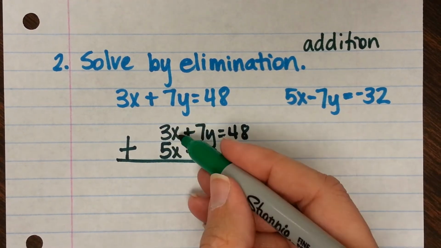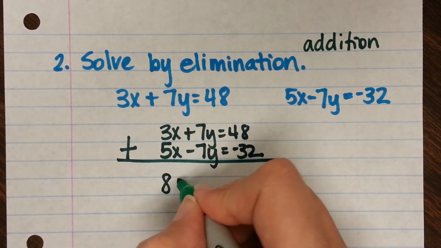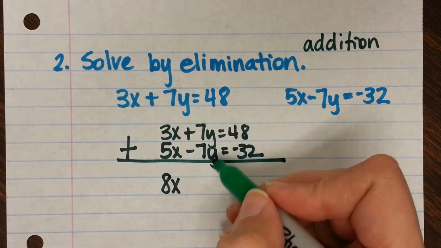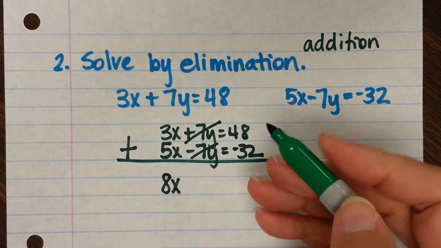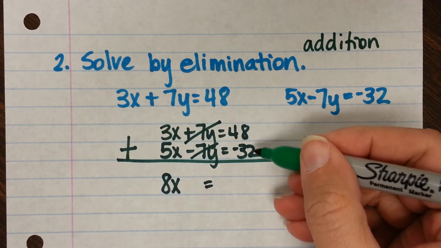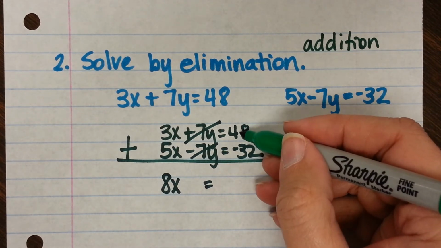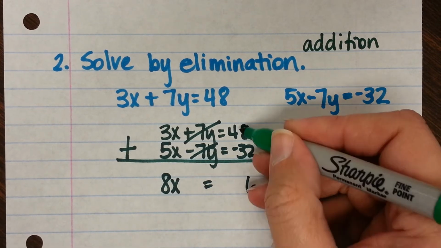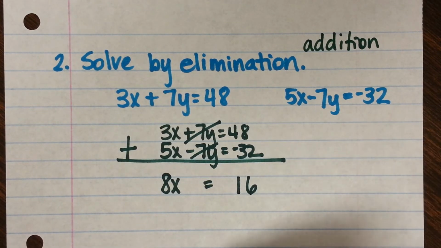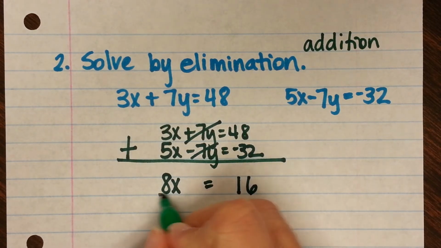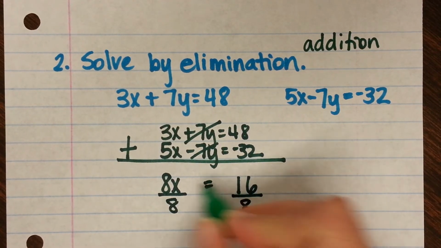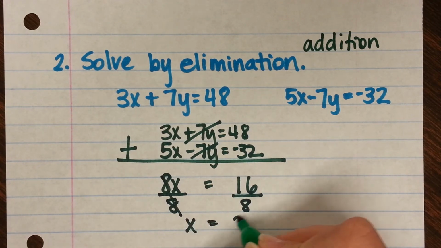If I add the x's together, I have 3x plus 5x, which is 8x. My positive 7y and my negative 7y canceled each other out. And then 48 and a negative 32. So that's like subtracting. So 8 minus 2 would be 6. 4 minus 3 would be 1. And it gets to keep a positive because our larger one was positive. Then we're going to divide both sides by 8. So we get x equals 2.